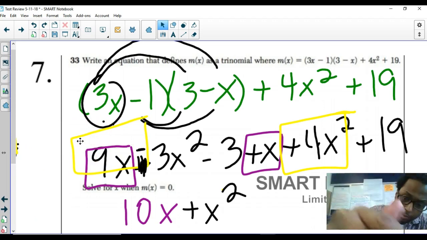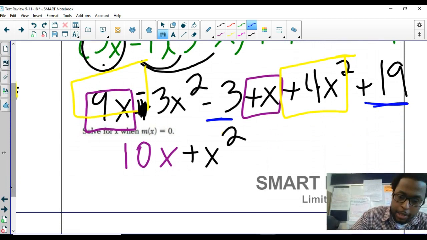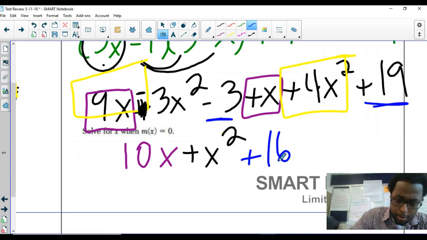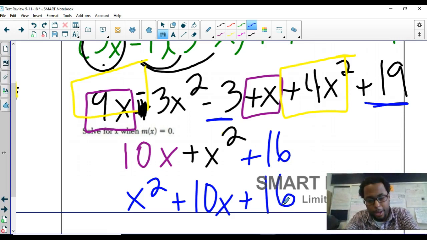Okay. Last one I'm going to combine: negative 3 and 19. So negative 3 and plus 19 is going to be positive 16. Okay. So I'm going to rewrite this properly. So this is going to be x squared plus 10x plus 16. Boom. There you go. Okay. Again, if something doesn't look right, go back and check. Okay, so I just solved the first question.